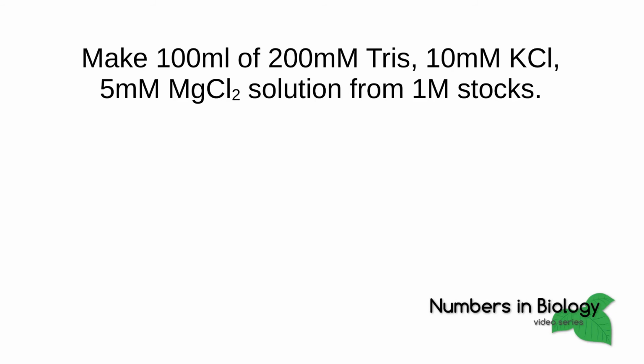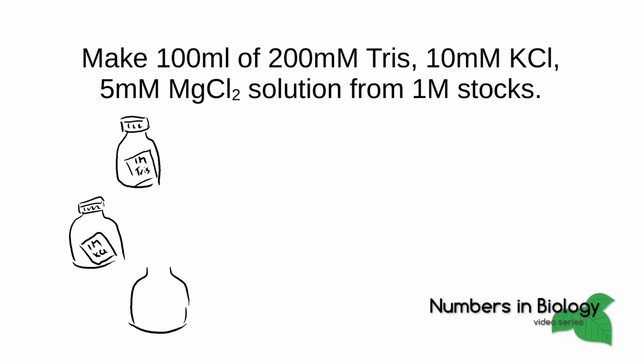And so you'll be asked to do things like this, where you are asked to make a 100 milliliter solution of 200 millimolar tris, 10 millimolar KCl, and 5 millimolar magnesium chloride, and make that from stock solutions. So what this problem is actually describing is this. You have 3 bottles. Each of them has a different component. These are your stock solutions.